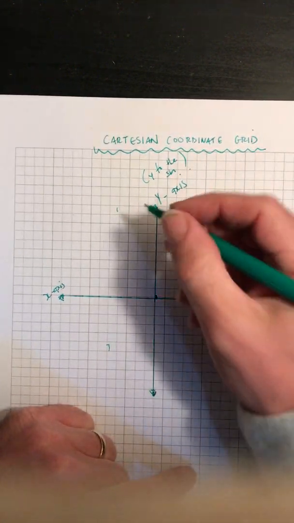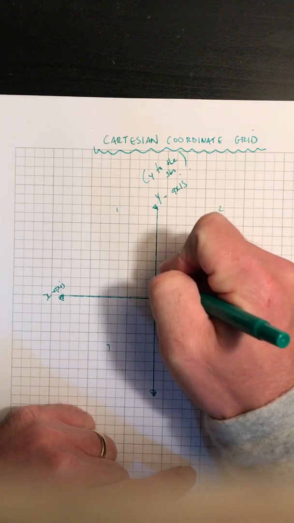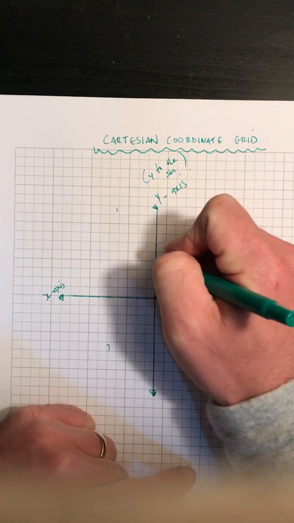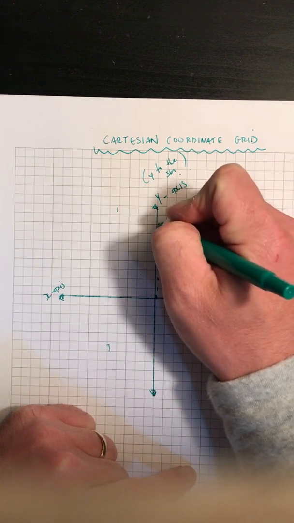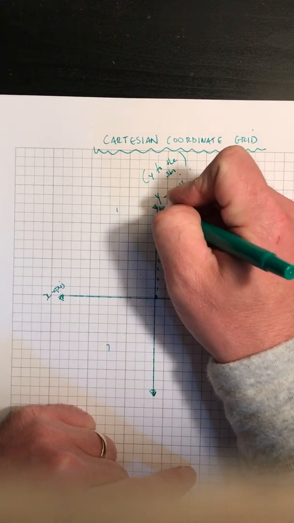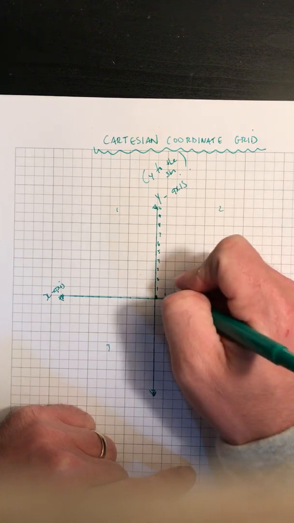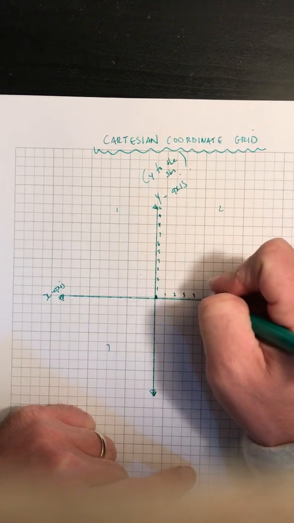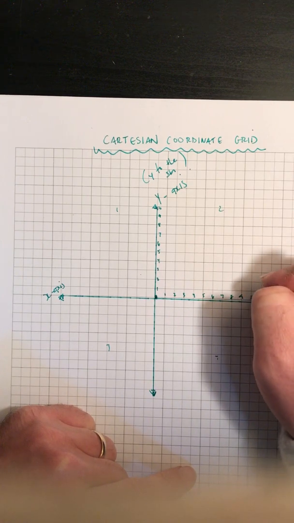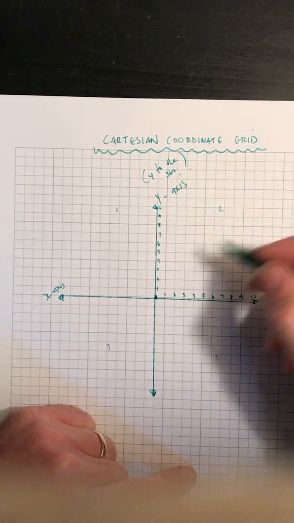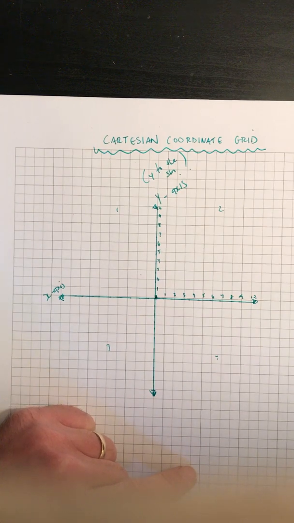What I like to do is, for the positive ones, I'm going to go in what we call an interior angle. So we'll go 1, 2, 3, 4, 5, 6, 7, 8, 9, 10. We'll go 1, 2, 3, 4, 5, 6, 7, 8, 9, 10. Okay, so we can see that pretty clearly.